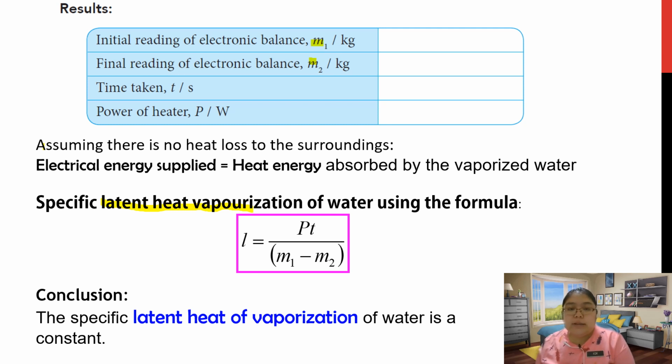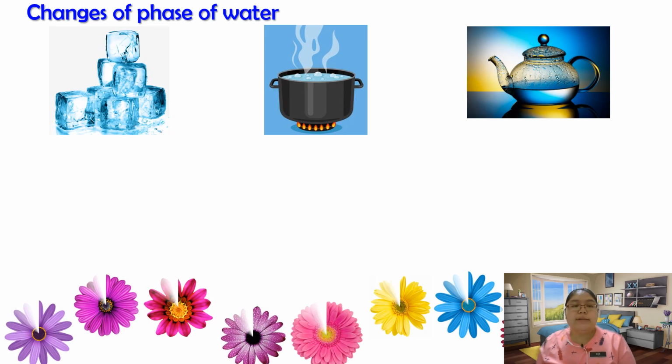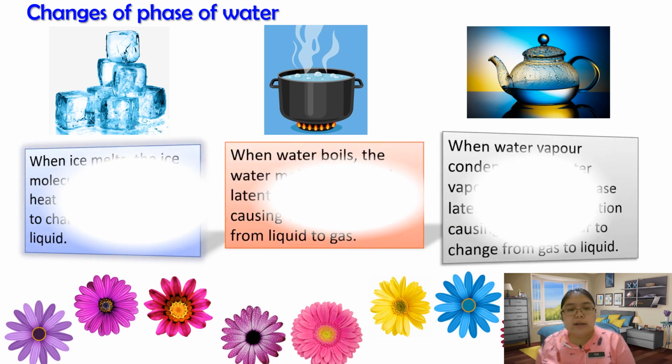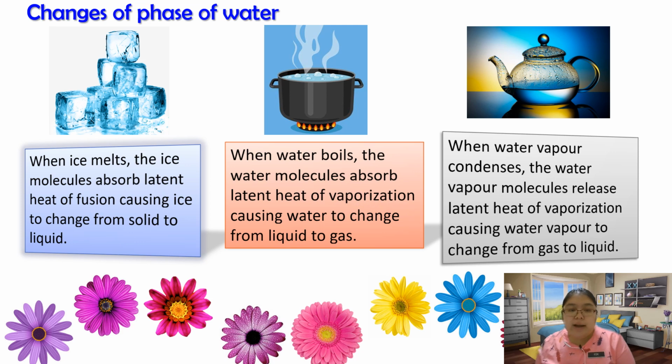Okay, this is part 2 of the experiment. We just want to measure the latent heat of water and also of ice. Okay, now we're going to see the changes of phase of water. First one, let's start with the ice. When the ice melts, the ice molecules absorb the latent heat of fusion. After that, this causes the ice to change from solid to liquid.